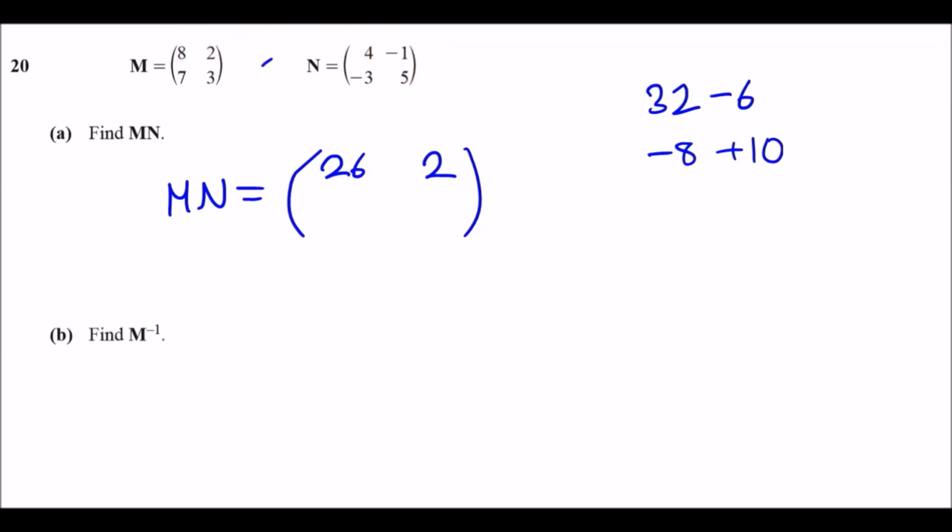So next one, we're going to do the next row. So it'll be 7 and 3 with 4 and minus 3. Do the same thing. So it'll be 7 times 4, which is 28. 3 times minus 3 is minus 9. 28 take away 9 is 19.